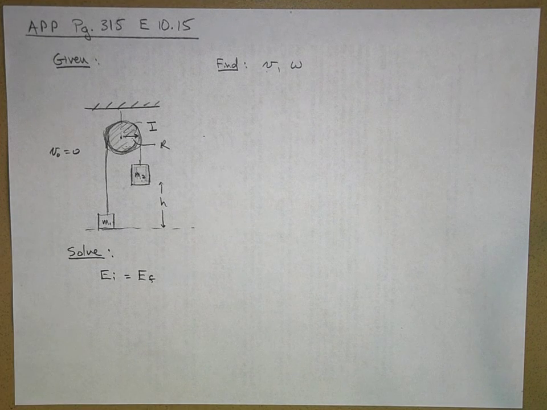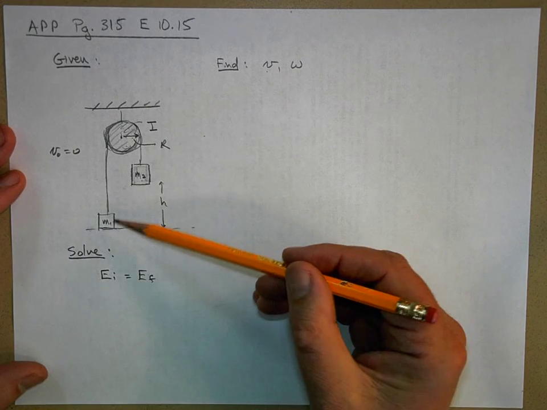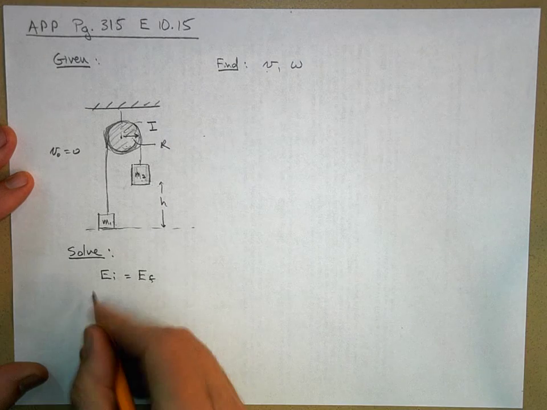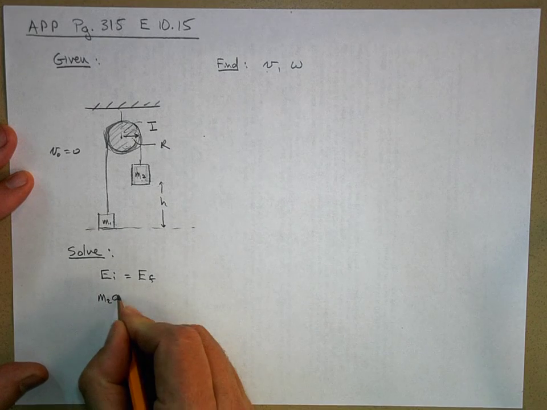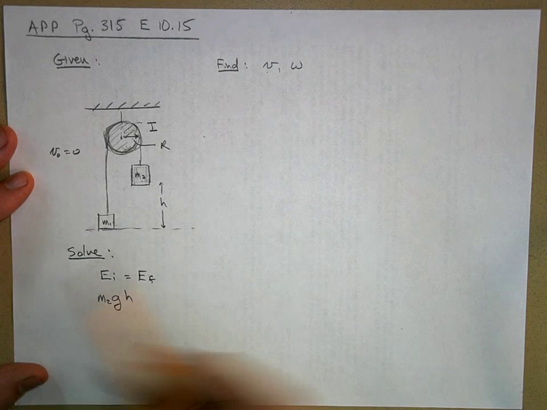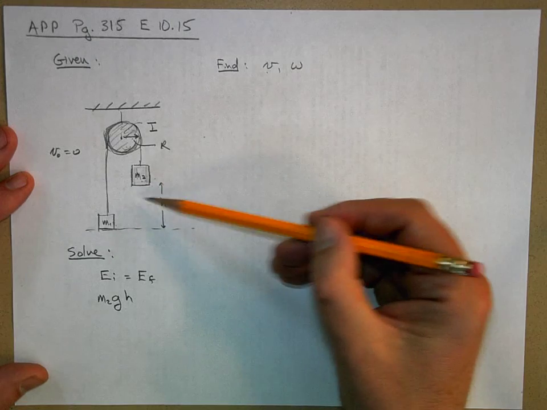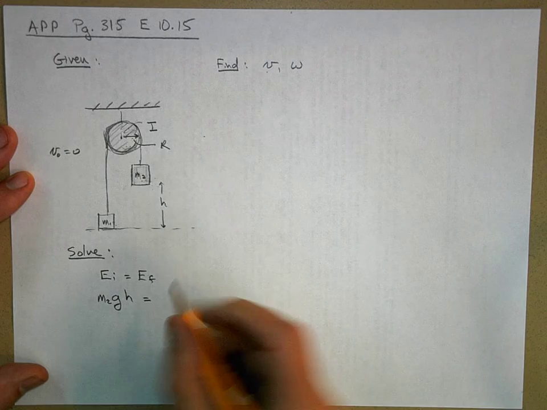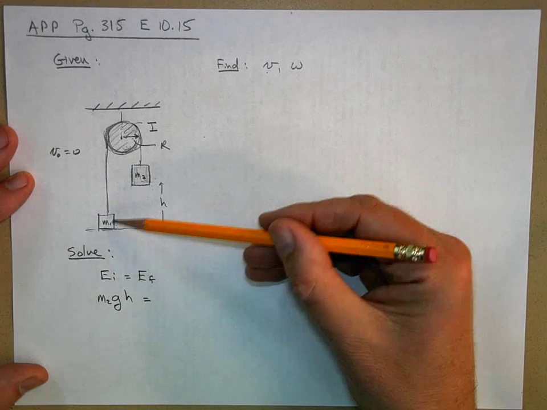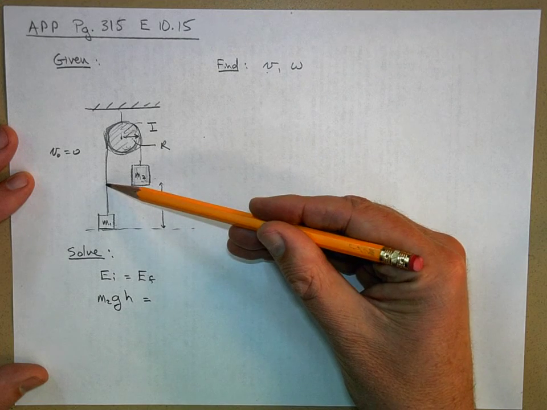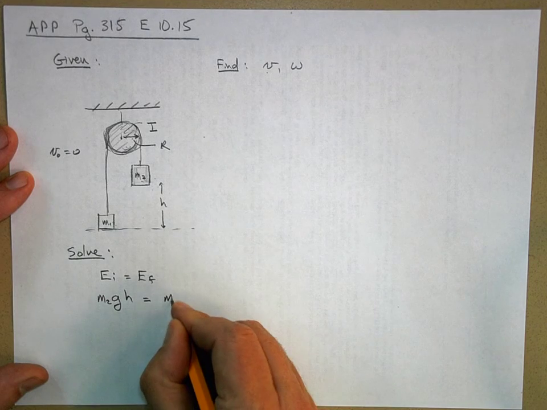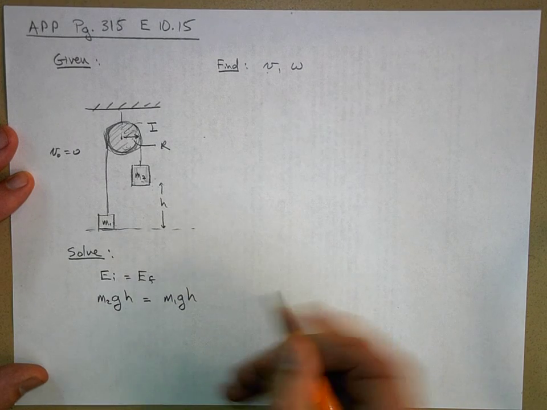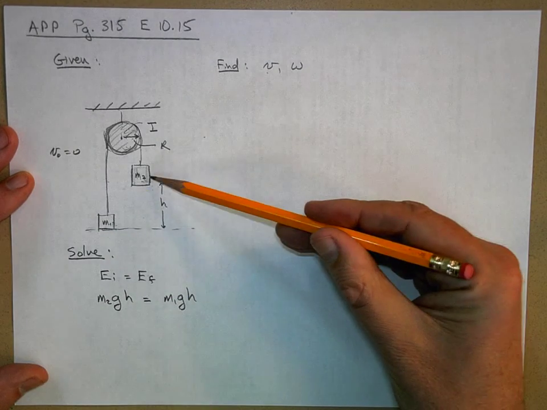And once you recognize that, now it's just an accounting problem. Where is the energy at the beginning? Where is it at the end? So where is it at the beginning? M2 times g times h. It's all in the gravitational potential energy of this guy. Equals, well, M1 is going to be lifted up, and it's going to be lifted up as much as this one went down.